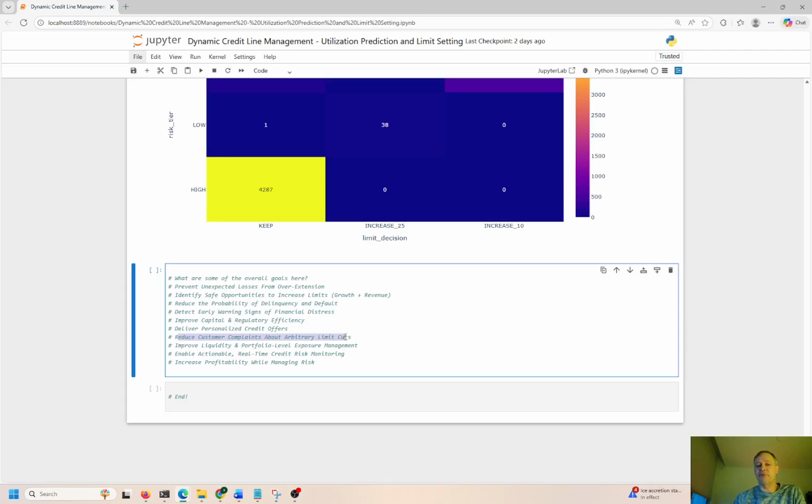Now with this system, we can prove this is all based on data science, machine learning, nothing arbitrary whatsoever. It's all backed up by science, data science, computer science, math, and statistics, right? So if somebody tries to complain or maybe even bring a frivolous lawsuit, you're not increasing my credit and I'm low risk. Well, maybe you're actually high risk, and that's why we're not increasing the credit, right? But you can substantiate and prove this beyond a reasonable doubt. Enable actionable real-time credit risk and monitoring, increase profitability while managing risk for the lending institution.